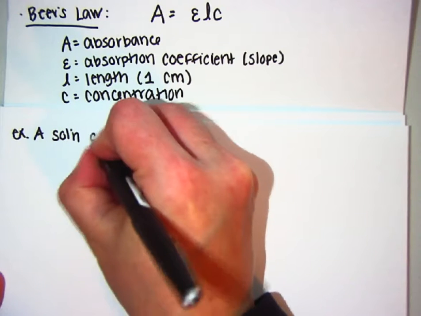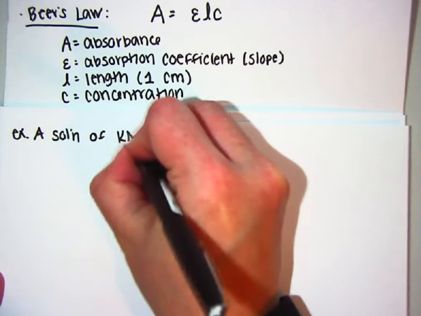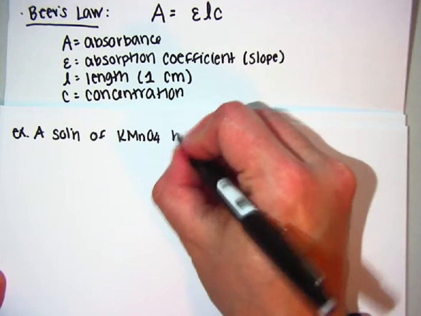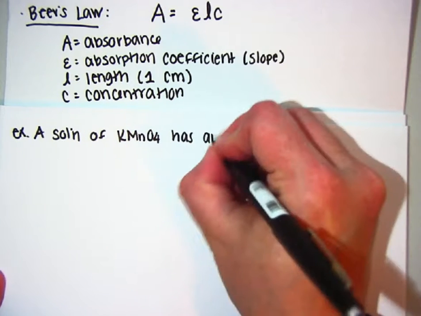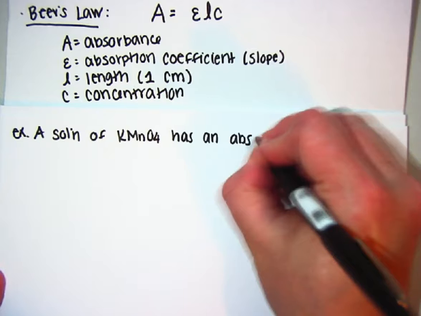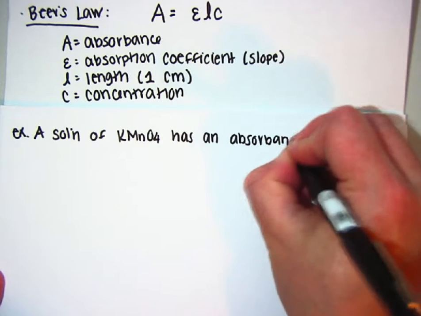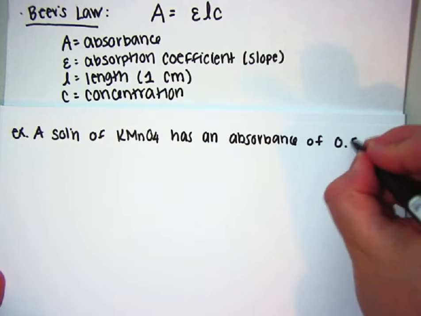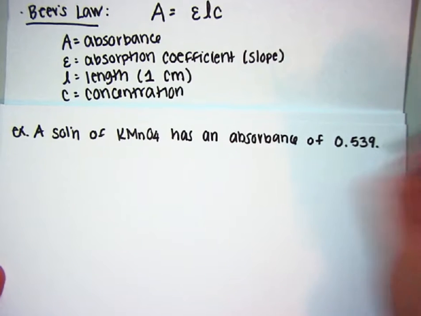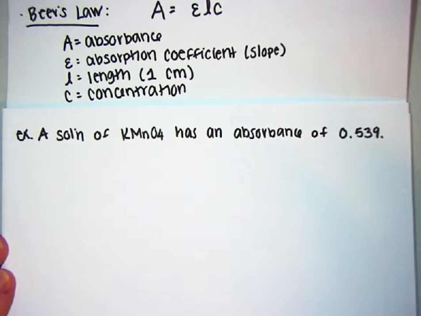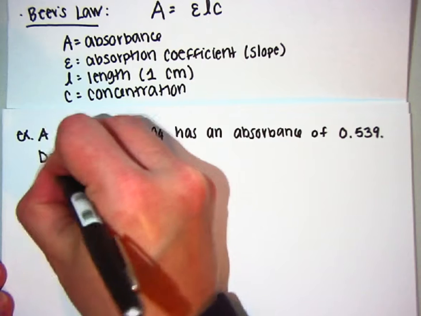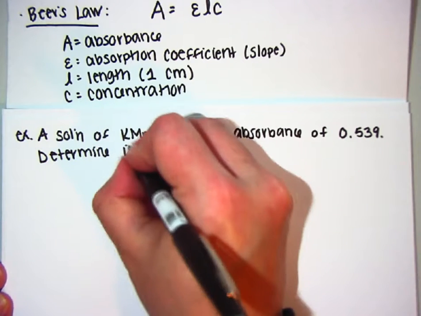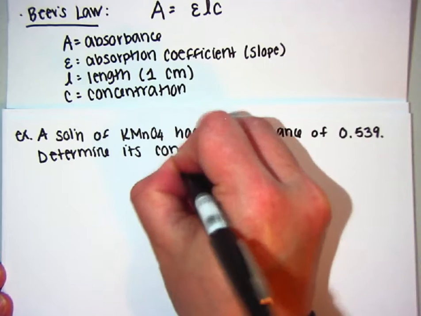A solution of KMnO4 has an absorbance of 0.539. Absorbance does not have a unit. Determine its concentration.